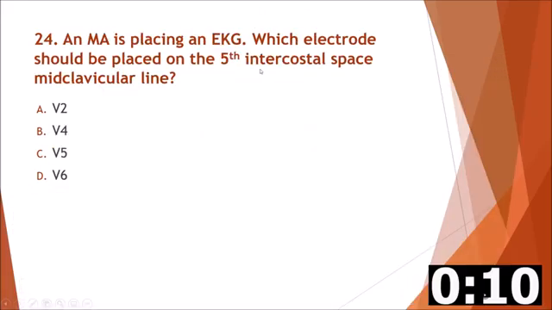24. An MA is placing an EKG. Which electrode should be placed on the 5th intercostal space mid-clavicular line? A, V2, B, V4, C, V5, or D, V6? 10 seconds.